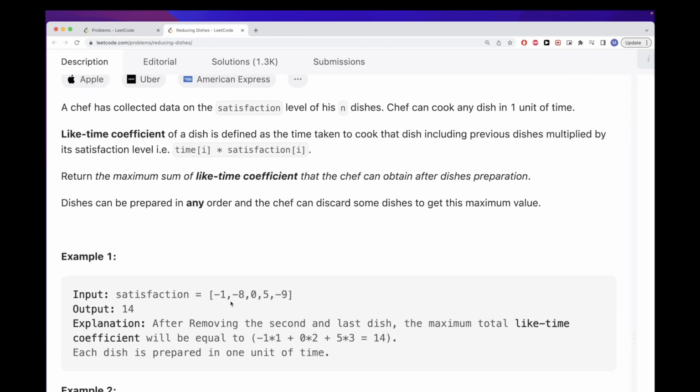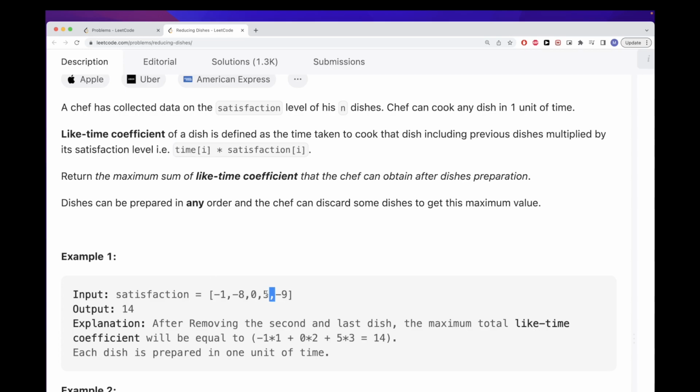So what we get is a satisfaction array that says for each dish what is the satisfaction level, right? So that's the first thing, and we can skip any dish we want. We can also arrange them in any order, right? So we can choose to cook this dish first and then cook this dish second, for example. And why does it matter which one to cook first or second? Because we have the time that increases.